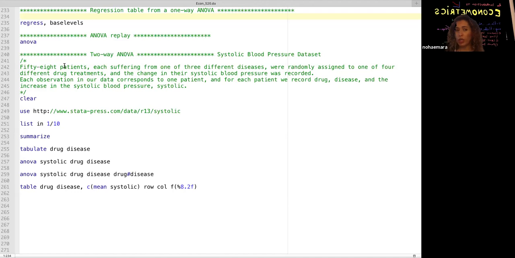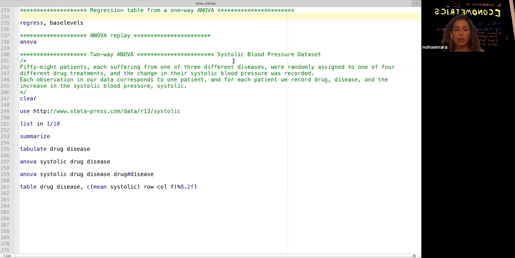So you can imagine it this way. I have 58 patients, and I'm trying to find what factors affect the increase in systolic blood pressure, and you are using 2 factors, drug and disease. You can think of the drug as being the group, right? How many drugs do we have? We have 1 to 4, so we have 4 groups, 4 drugs, but we also have 3 blocks, which are the 3 diseases, okay?